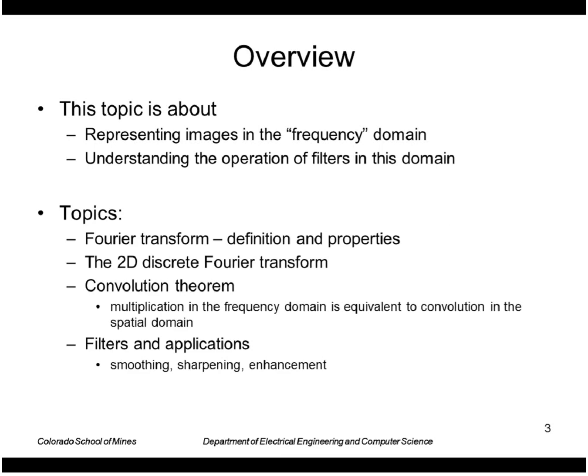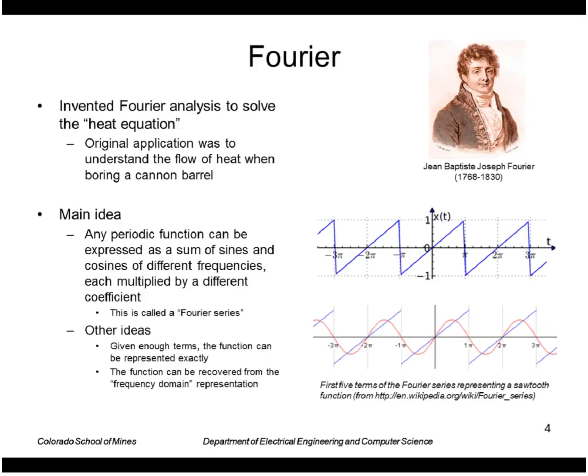So what we'll be covering is the Fourier transform itself, definition and properties, then focusing on the two-dimensional discrete Fourier transform, then covering the convolution theorem, which says that multiplication in the frequency domain is equivalent to convolution in the spatial domain, and vice versa. And then later, with this preparation, look at filters and applications such as smoothing, sharpening, and enhancement.